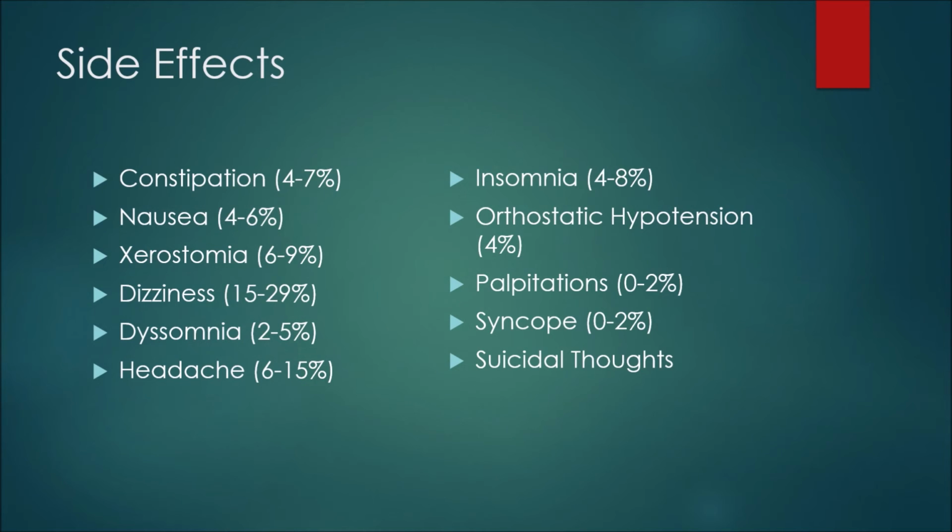Dysomnia may happen 2 to 5% of the time, and a headache may occur in 6 to 15% of patients. Insomnia may occur at a rate of 4 to 8%, and orthostatic hypotension, or a sudden drop in blood pressure when going from a seated to a standing position, occurs at a rate of 4%. 0 to 2% of patients may experience palpitations, and as well 0 to 2% may experience syncope or fainting. Suicidal thoughts are also a possibility.